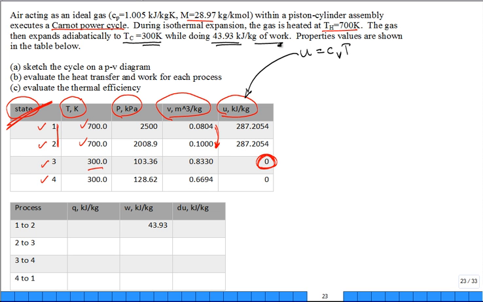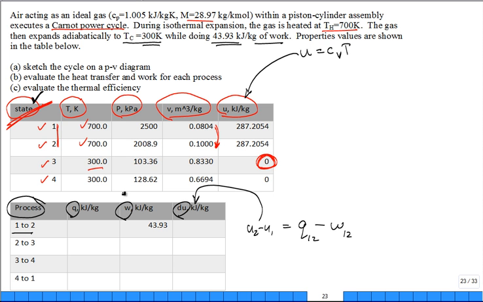Well, just like a table with the states and the properties, you can have a table of processes. And so for process 1 to 2, what's important? Q, W, and the change in U. I'm really like writing the first law. The change in U is equal to Q minus W for the process 1 to 2. So I'm talking about Q1 to 2, work 1 to 2, and this delta U is U2 minus U1. So I put that in the third column, different columns.